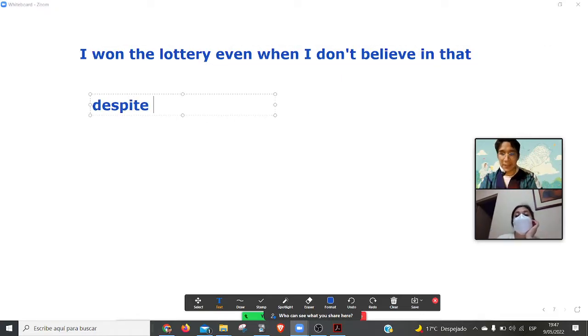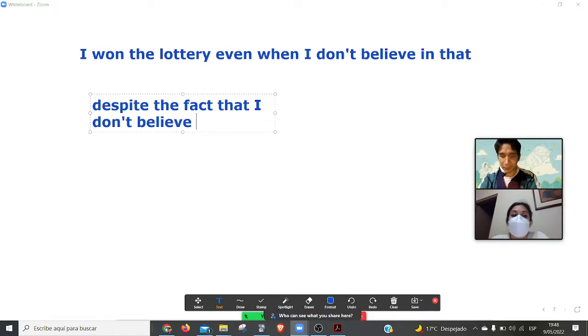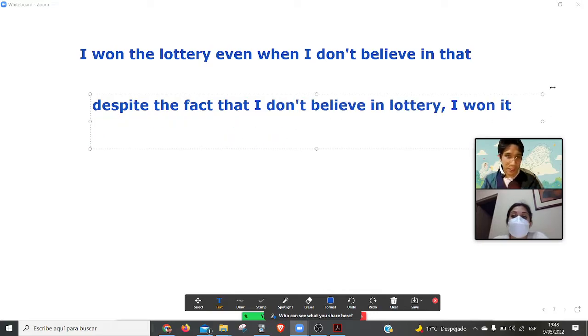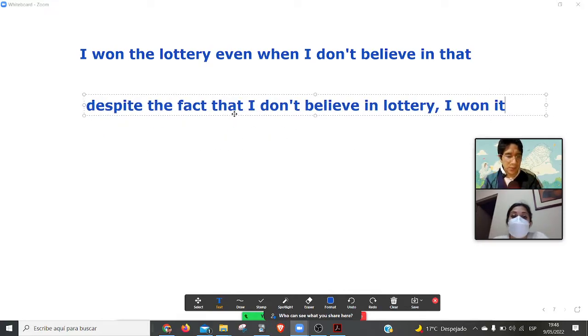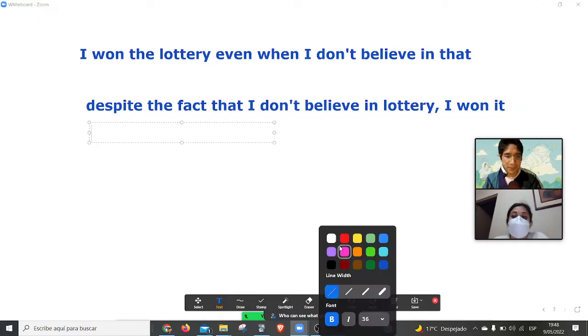Despite the fact that I don't believe in lottery. I want it, of course, I want it. Because you don't want to repeat the same word. Great. Despite the fact that I don't believe in lottery, I want it. Next, another version.